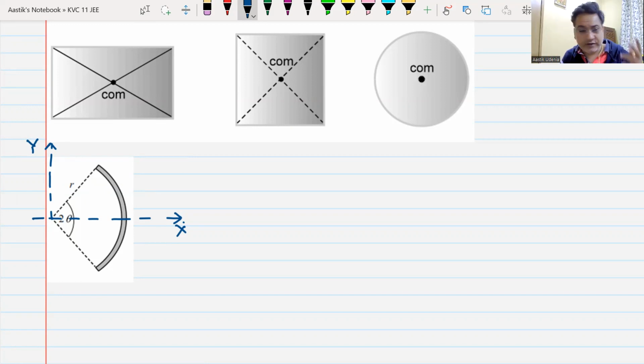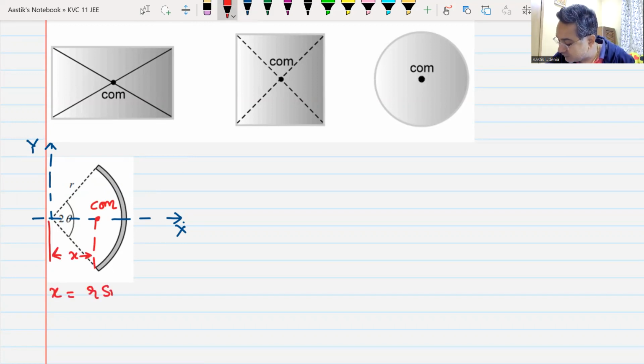If y coordinate would be 0, you only have to find out the x coordinate. This is the center of mass here, and if I call this x, now remember for this body, the x coordinate is r sine theta by theta. The total angle is 2 theta. Remember, this theta has to be in radians and not degrees. Do we understand this?